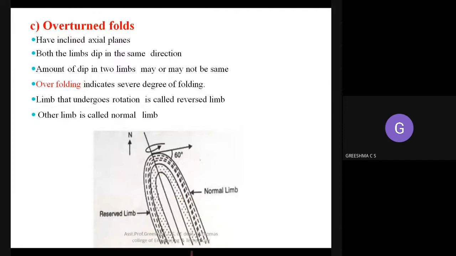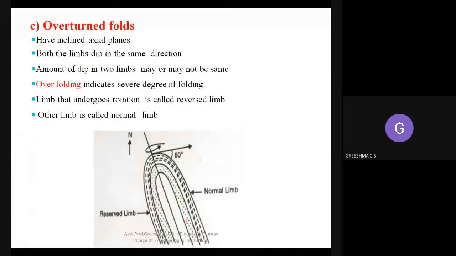They are going parallel to each other. You can see, this is one limb and this is another limb. Both limbs are going in the same direction. So that is an overturned fold. That means it has an overturning nature.